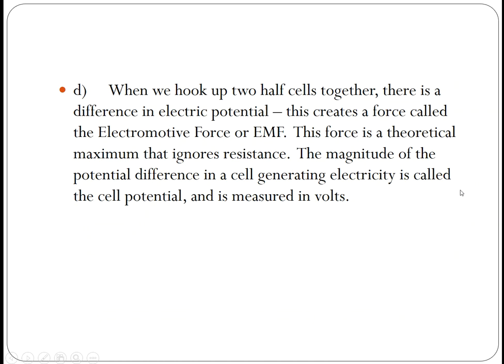So we talked about galvanic cells. We talked about hooking them together and all that stuff. We talked a little bit about voltage. When you hook up two half cells, again, the force is called the electromotive force. When we calculate them, like we're going to be doing in a second, that's a theoretical maximum. It ignores things like resistance in the wires. Every time we hook things together with wires and other stuff, there's resistance. So all that takes away from the electromotive force.